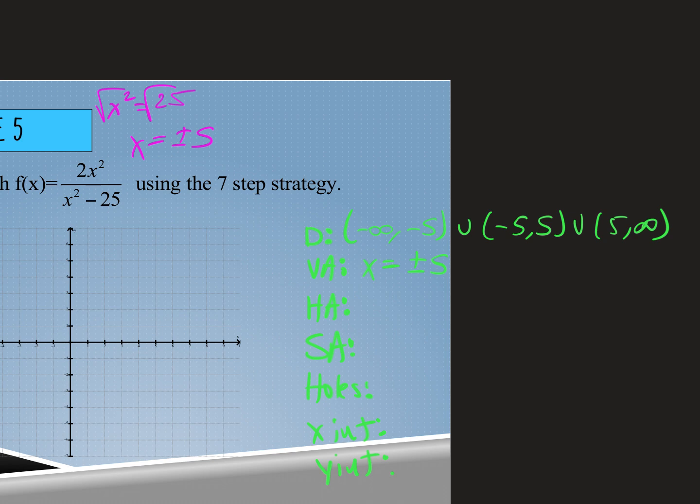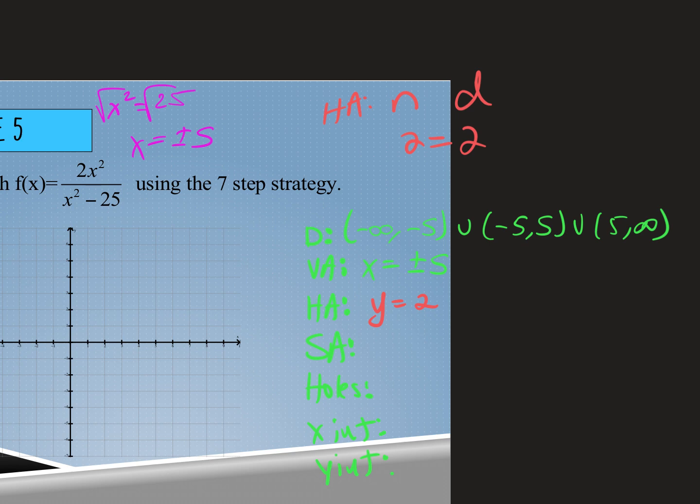Horizontal asymptote, where do we look? The numerator and the denominator degree. So horizontal asymptote, numerator, denominator. What's the degree of the numerator? 2. What's the degree of the denominator? 2. Equals 2. So how do you find it if the degrees are the same? Leading coefficient of the numerator over the leading coefficient of the denominator. So y equals 2. Okay, perfect. You already have your boundary lines there.